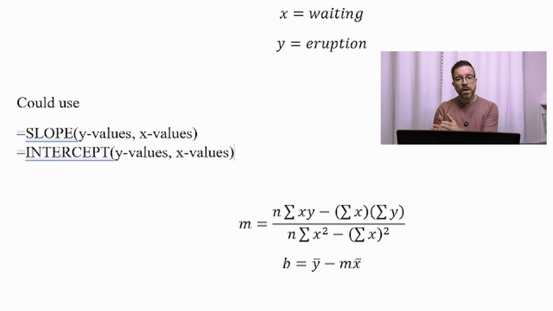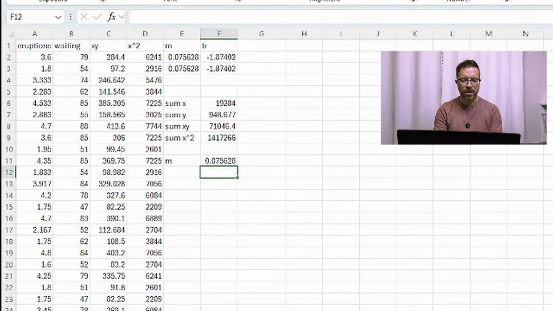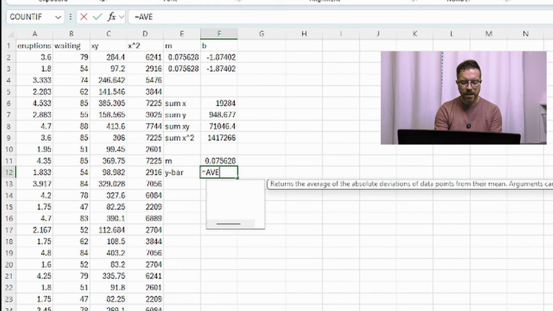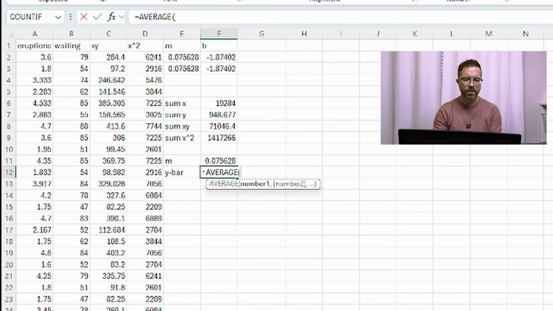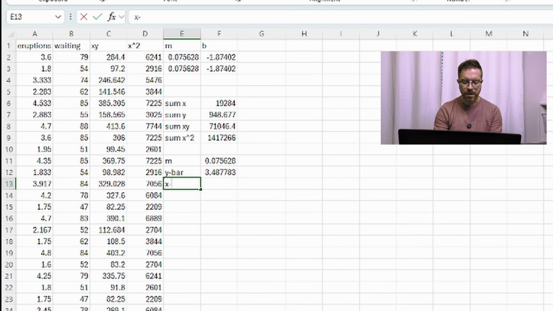From there, if we wanted to figure out what the intercept is, we can use this: b equals y bar minus m x bar. Well, we have m, now we're going to need y bar and x bar. The way we find y bar, this is going to be equal to, equals AVERAGE, open parentheses, and now we select our y values, which in this case was our eruptions. So this is going to be A2 through A273. Next, I'm going to get what my x bar is.